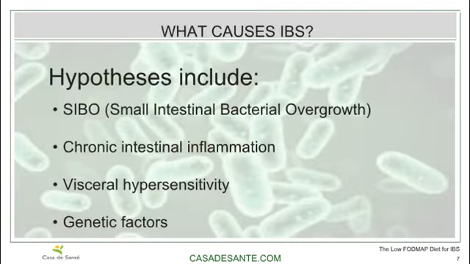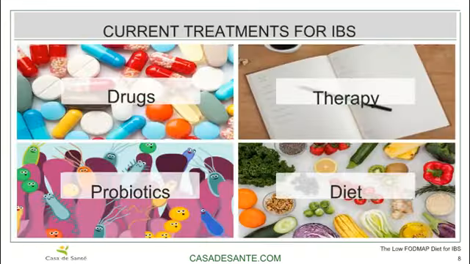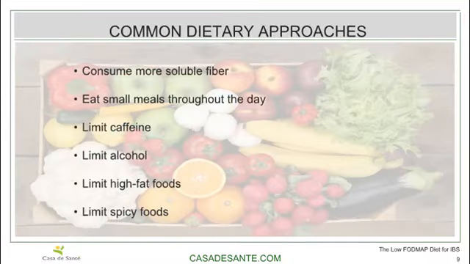What causes IBS? Hypotheses include SIBO, small intestinal bacterial overgrowth, chronic intestinal inflammation, visceral hypersensitivity. Current treatments for IBS are drugs, medications, probiotics, and diet. Common dietary approaches for IBS are: consume more soluble fiber, eat small meals throughout the day, limit caffeine, limit alcohol, limit high-fat foods, limit spicy foods.